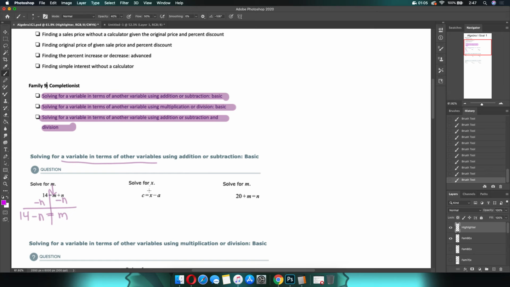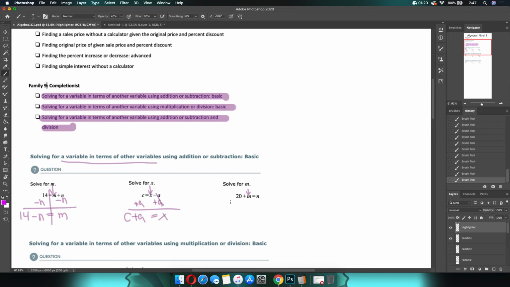Okay, how about this one? What are we solving for? X. So that's negative a. We want to undo that, so plus a, plus a. What do we get? X equals c plus a. Oh, okay. Now I can do this.